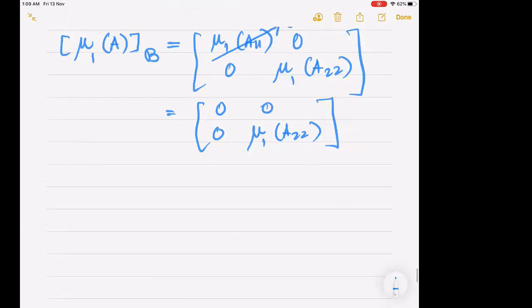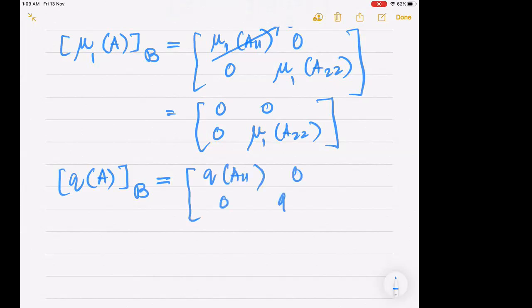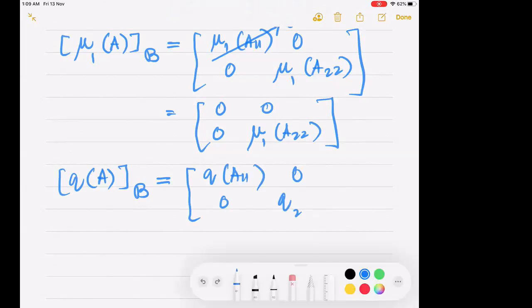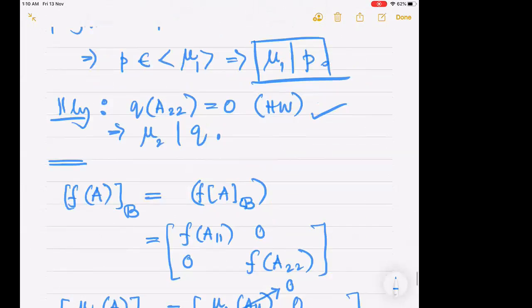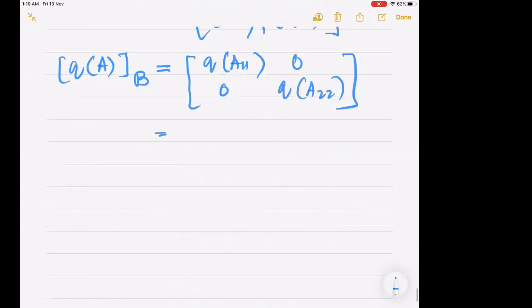Similarly, now let us notice that QA, its representation in B, is nothing but QA11 0 0 and following our Q, right, QA22. Yeah, but you see, following your homework, QA22 is 0.